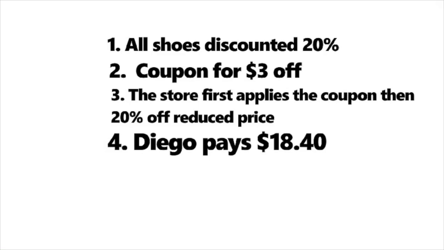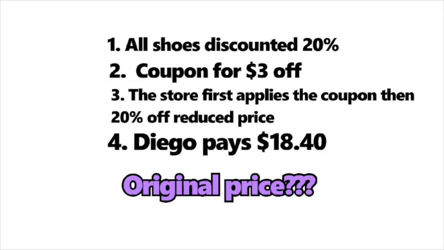Let's see if we can try to do this together. So here's what we know. One, all the shoes are discounted 20%. Two, the coupon is for $3 off. Three, the store first applies the coupon, then 20% off the reduced price. And four, Diego's total price after everything was $18.40. What could the original price be? Pause the video and try this on your own.